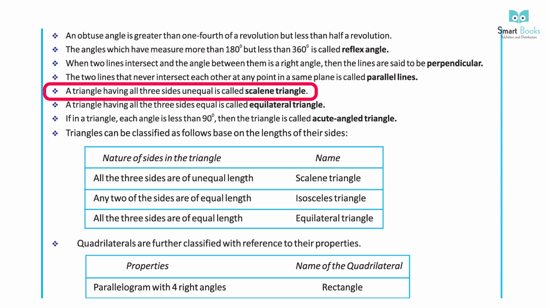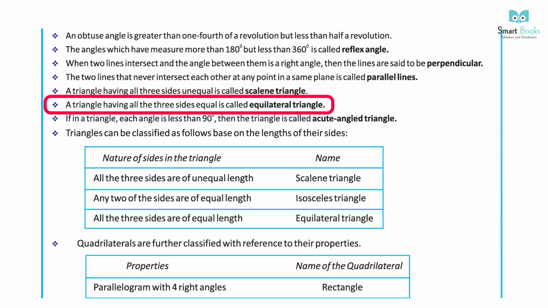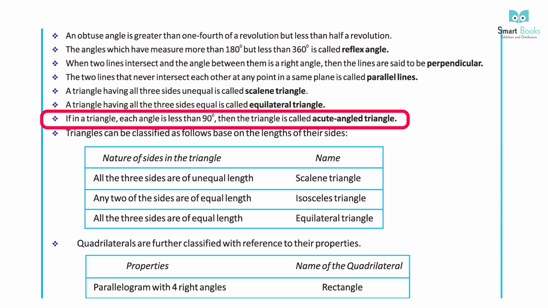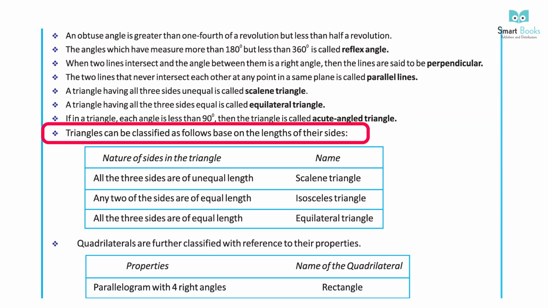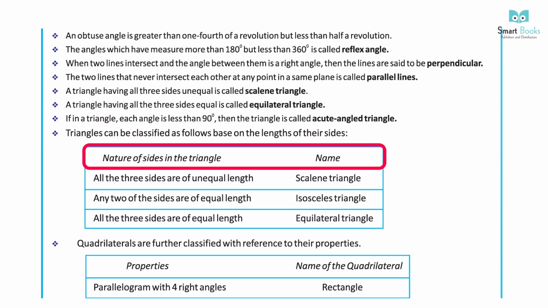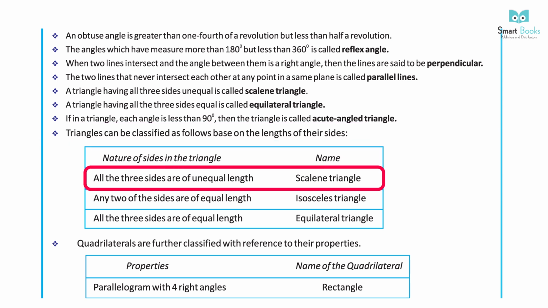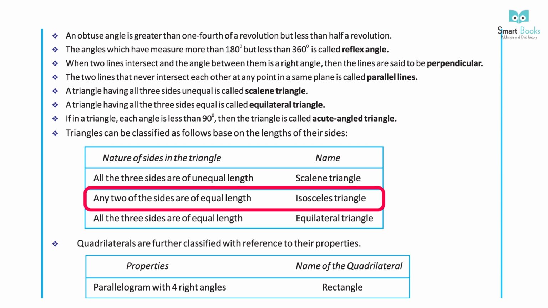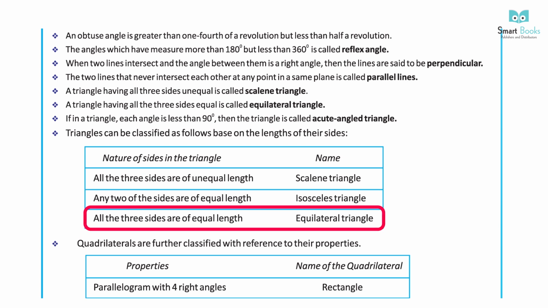A triangle having all three sides unequal is called a scalene triangle. A triangle having all three sides equal is called an equilateral triangle. If in a triangle each angle is less than 90 degrees, then the triangle is called an acute angle triangle. Triangles can be classified as follows based on the length of their sides. Nature of sides in the triangle. Name. All three sides are of unequal length. Scalene triangle. Any two of the sides are of equal length. Isosceles triangle.